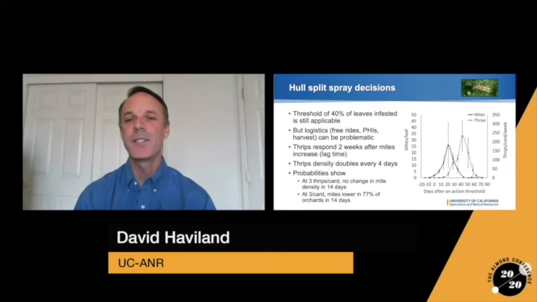So we're recommending this 3 per card as a nice threshold that just says, if you're in that hull split and beyond category, and you're seeing some mites and you're thinking, do I need to spray or not? I'm just telling you, if you're finding 3 per card on the thrips, walk away. You do not need to treat. Okay? If you're at a treatment threshold and you're not seeing thrips on the card, absolutely, that's justification for a miticide, and there's lots of options available.